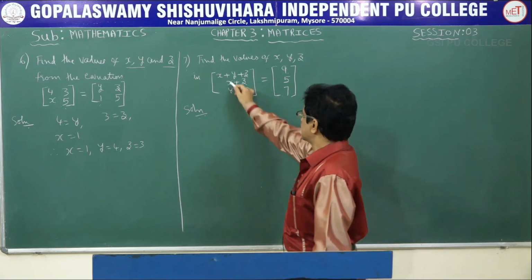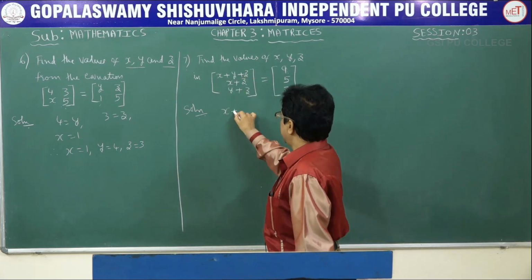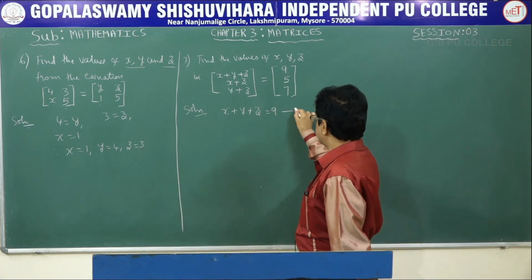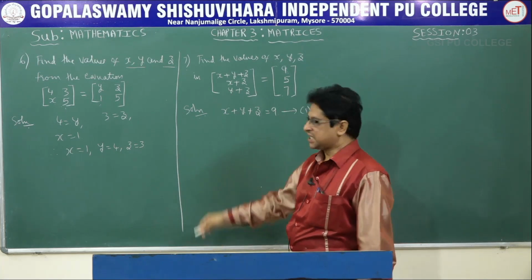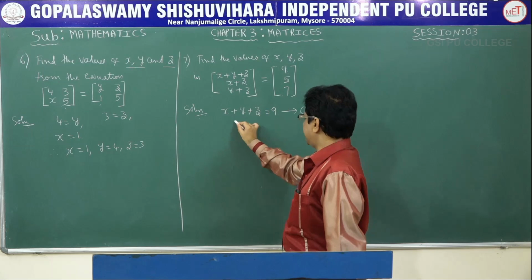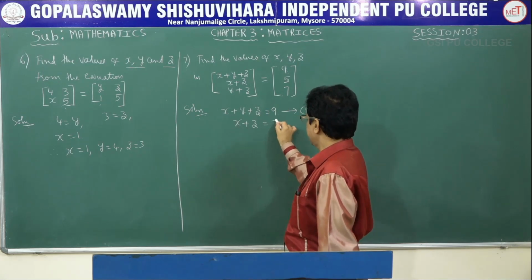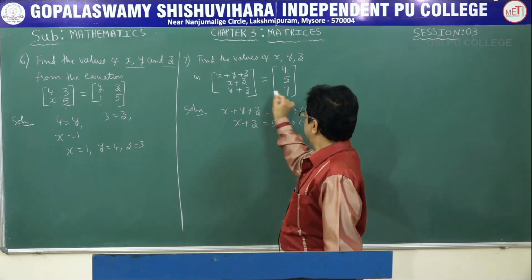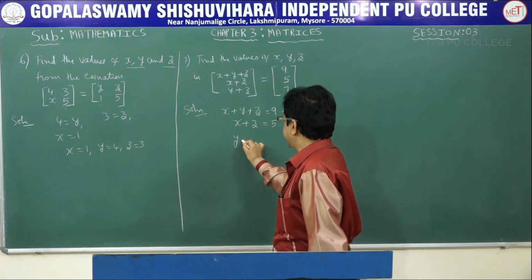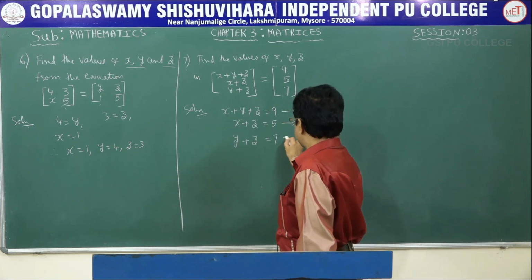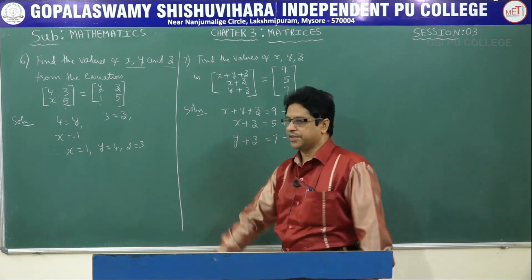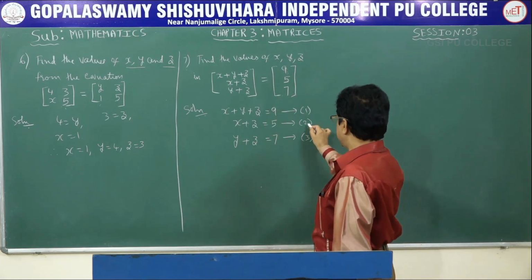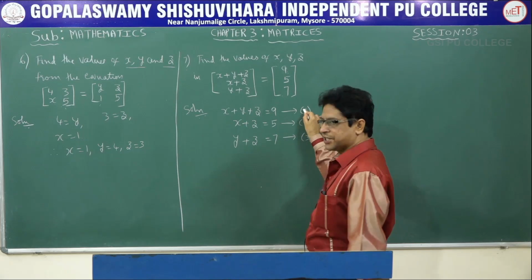given matrices. So from the first row, what we can say, x plus y plus z will be equal to 9. Call this as equation 1. From the second row, x plus z will be equal to 5. We call this as equation 2. Similarly, from the third row we equate y plus z is equal to 7. Call this as equation 3. So now we substitute equation 2 in equation 1.